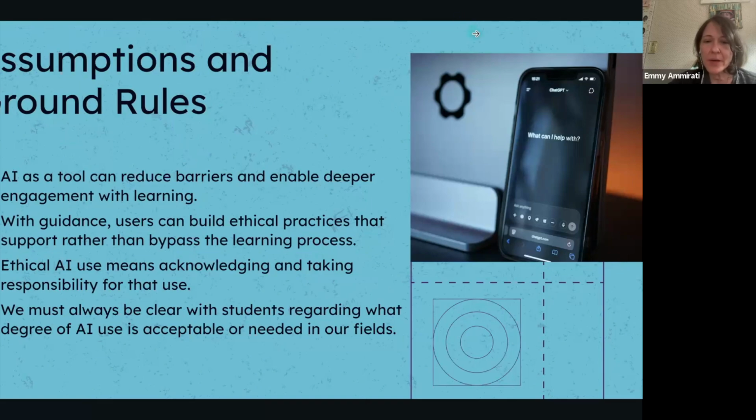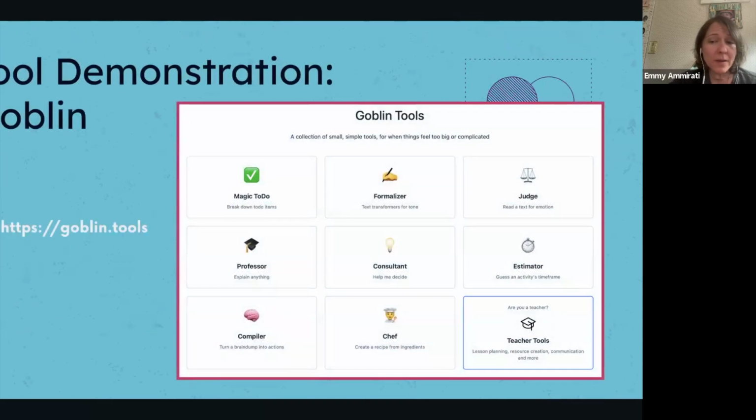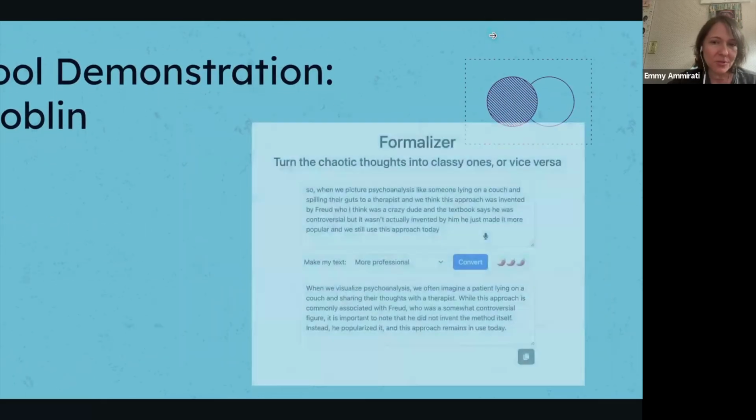So with that, we're going to start out by exploring a free AI-powered web application that's called Goblin Tools. They do have a little goblin. He's not on the screen, but he's a little friend if you go visit Goblin Tools at goblin.tools. Goblin Tools is a suite of tools designed to assist neurodivergent individuals with tasks that they find overwhelming or difficult. So the suite as a whole helps with executive function, organization, and communication. But we're going to look at some creative uses for two tools that will support writing and communication. First one's the formalizer, and the second is called the judge.